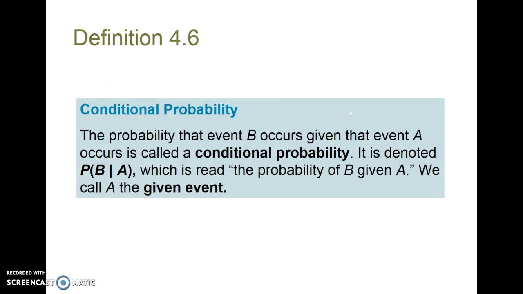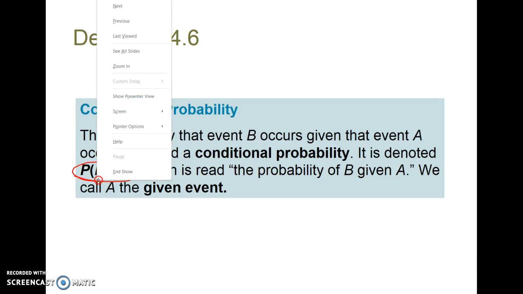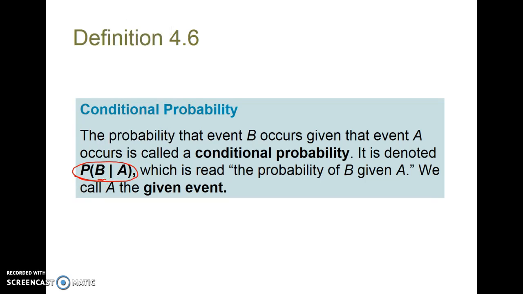Conditional probability is defined as an event B occurring given that another event A has occurred. That's conditional probability. We denote it with this notation right here, so you really need to put this in your notes. We read that as the probability of event B happening given that A has already happened.